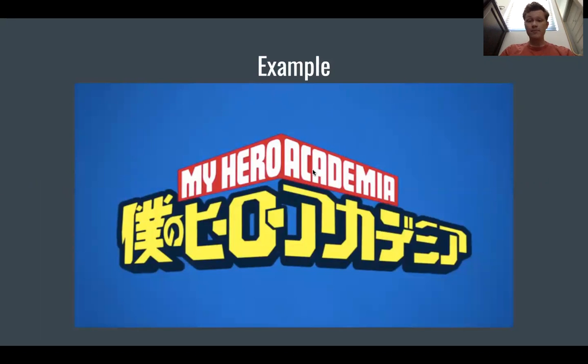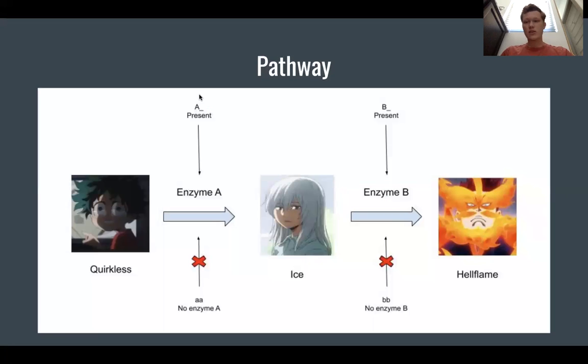For the example, we're going to be using My Hero Academia, which is a universe where people have something called quirks, which are basically different superpowers, and we'll get into that in the example here. For our biological pathway, we have two different genes. The first one is either you have a quirk or you don't have a quirk, and then the second one is an ice or a fire quirk.